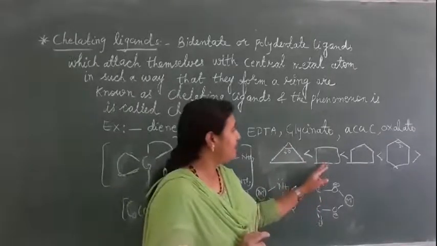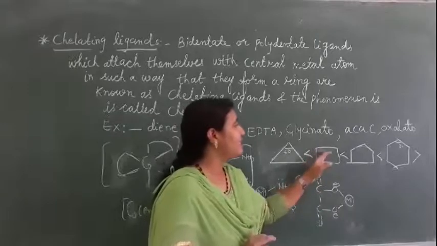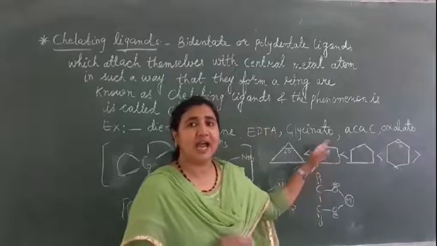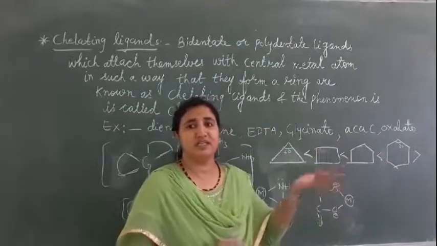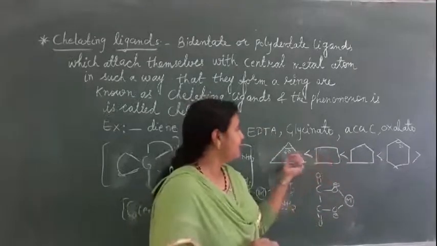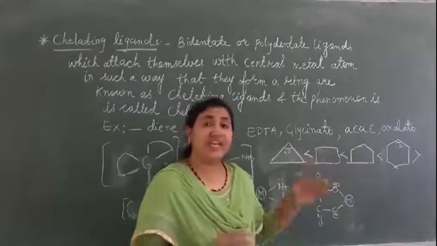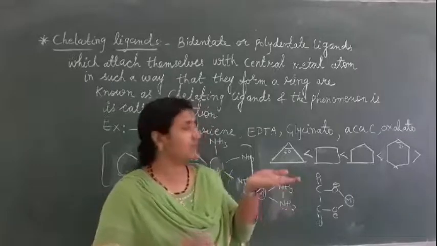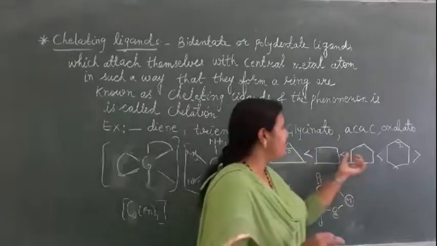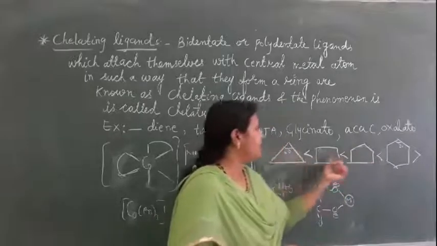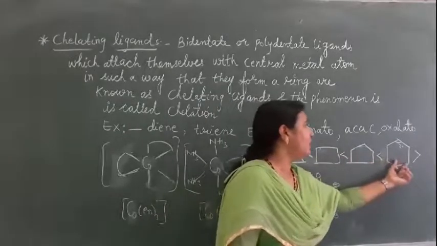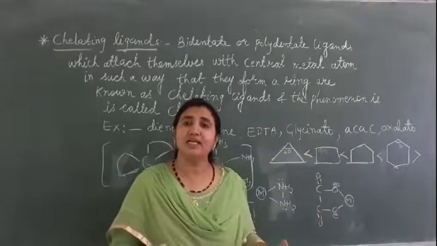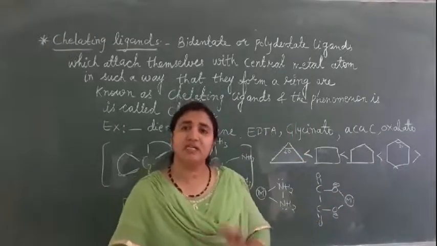But in a 4-membered ring, the angle increases. As the size of the ring increases, the angle increases and the stability increases. When the angle increases, strain decreases, and stability increases. So for 3-member, 4-member, 5-member, the stability order goes this way. But if you come to the 6-membered ring, the ring will be very large, and in that case the stability order is opposite.